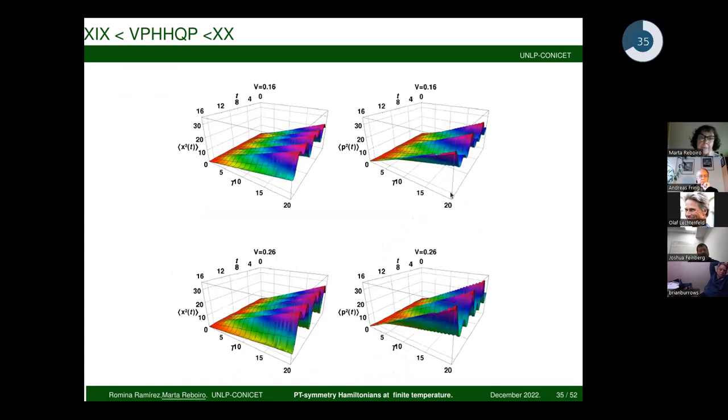As seen before, we also have a periodic behavior as a function of t at different temperatures. Now, as we have switched on the interaction at t zero, we have a different periodic pattern, but the pattern is still periodic.